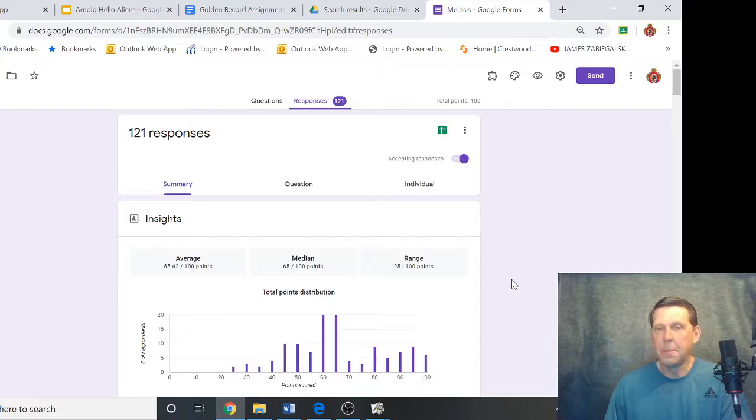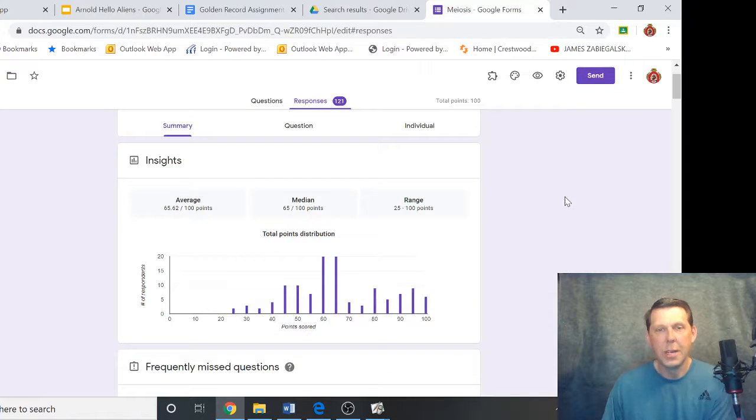As you can see, I've got 121 responses from the last couple of years. This was a hard test. This is not a test for you. It's a self-check. How did you do? The average was about a 65, which means they understood about half the material, a little more than half the material. They had some 60s.